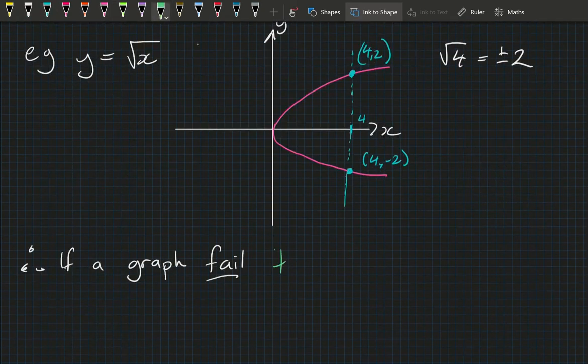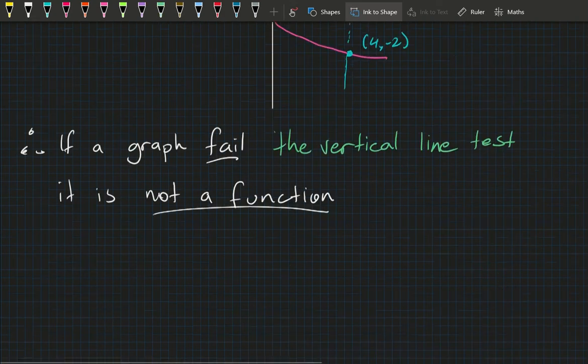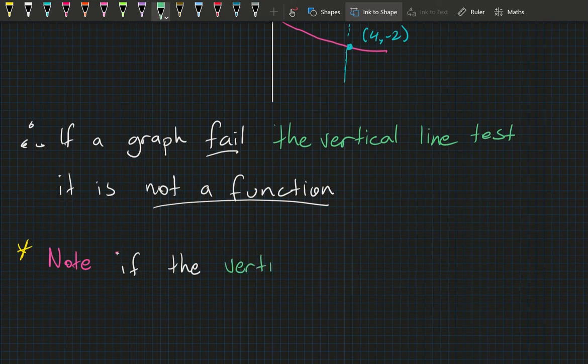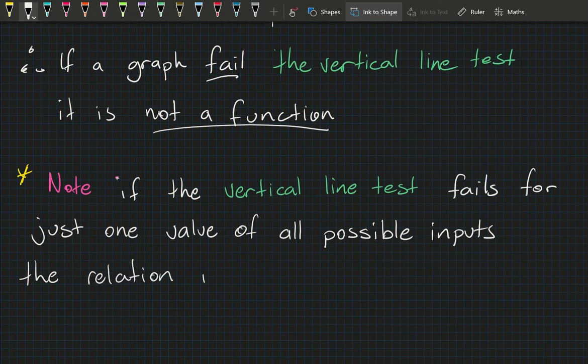So now if a graph fails a vertical line test, that means there's more than one output for that x, so it is not a function. And it's also important to realize that if the vertical line test fails for just one value of all the possible inputs, then that relation created by the graph is not a function.